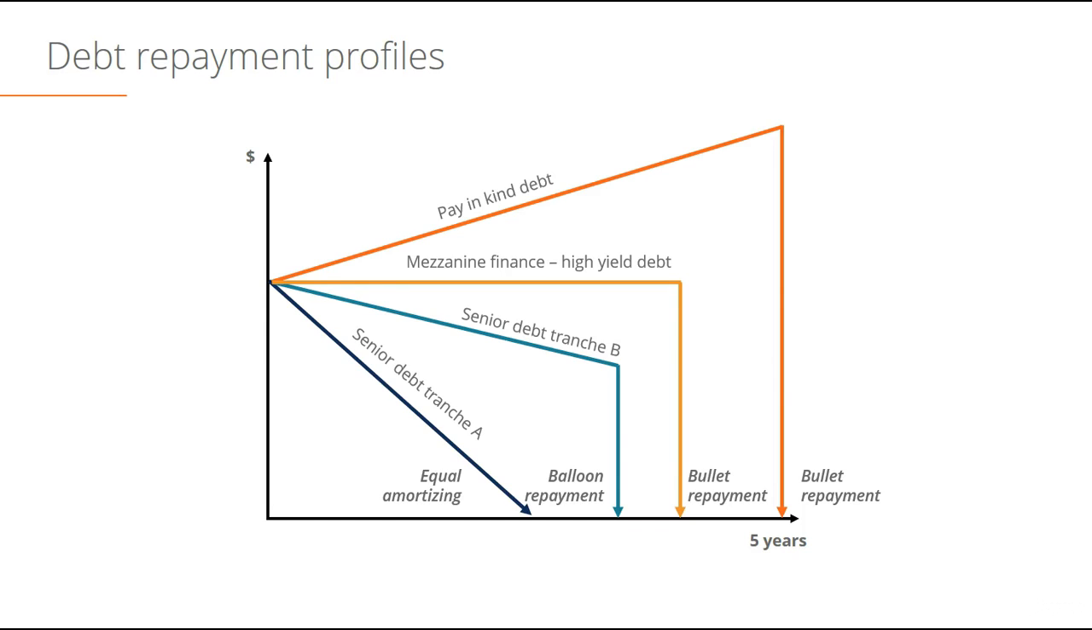And as you can see, this one also has a buffer after the mezzanine finance is repaid and tranche B and tranche A. So you can see how the capital structure can be designed in such a way that the cash flow of the business is able to service each of these types of debt and maximize the leverage that can be used in an acquisition.